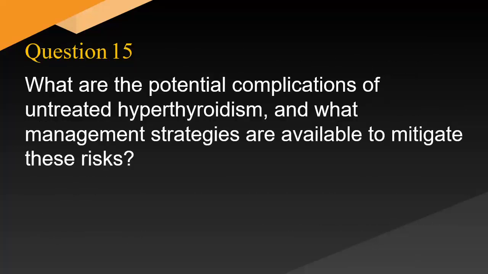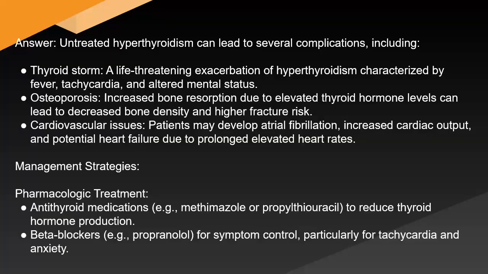What are the potential complications of untreated hyperthyroidism and what management strategies are available to mitigate these risks? Answer. Untreated hyperthyroidism can lead to several complications, including thyroid storm, a life-threatening exacerbation of hyperthyroidism characterized by fever, tachycardia, and altered mental status; osteoporosis, as increased bone resorption due to elevated thyroid hormone levels can lead to decreased bone density and higher fracture risk; and cardiovascular issues. Patients may develop atrial fibrillation, increased cardiac output, and potential heart failure due to prolonged elevated heart rates.